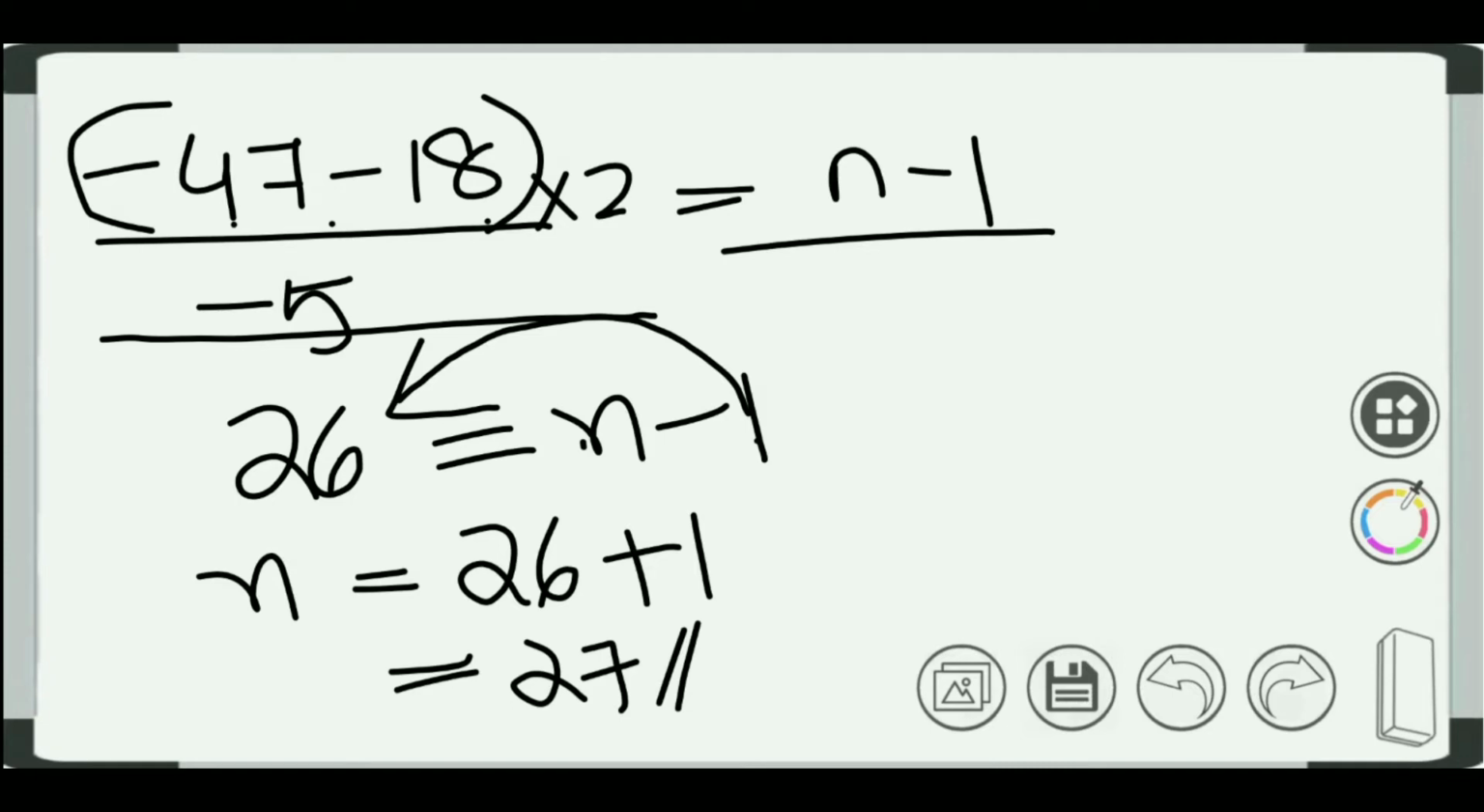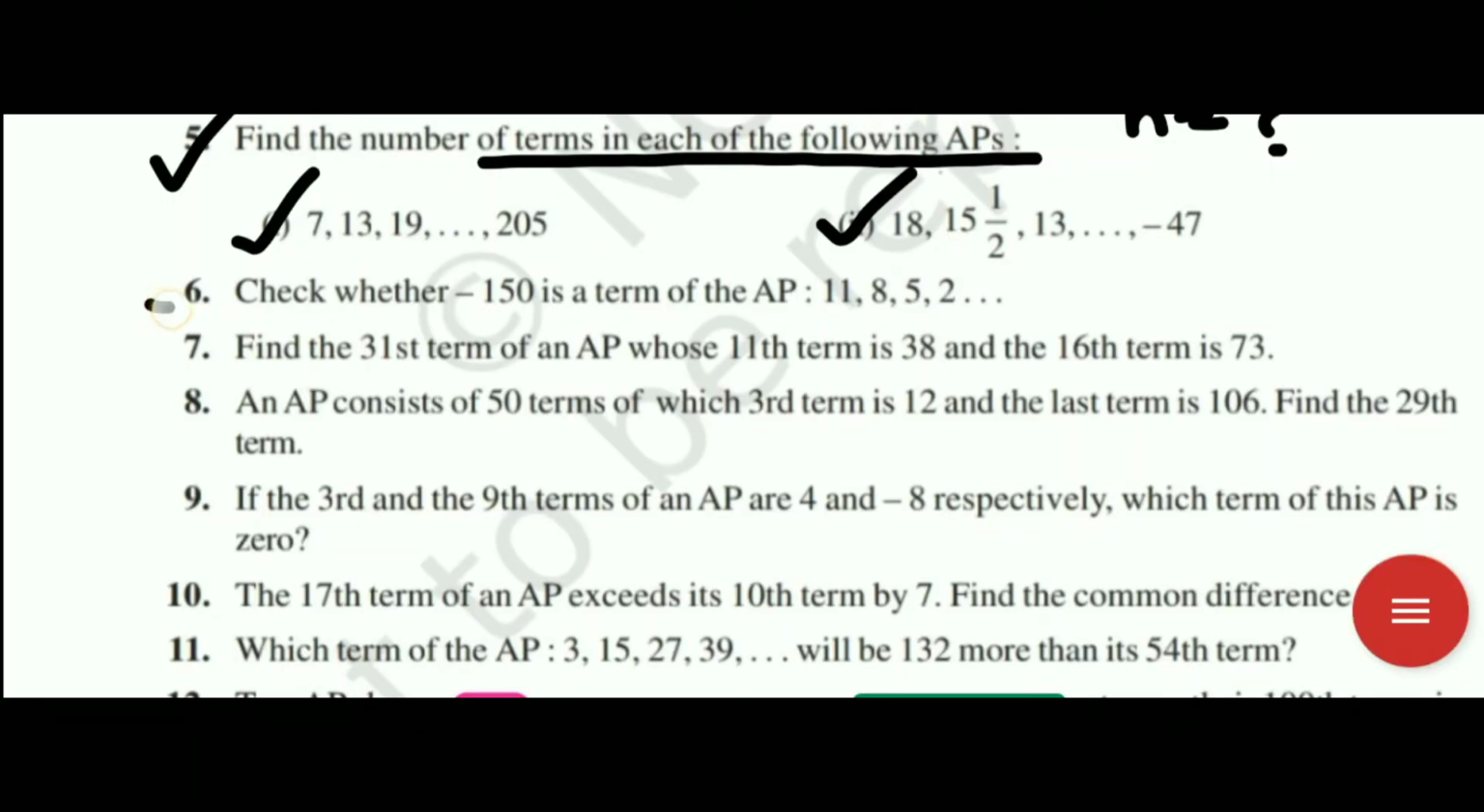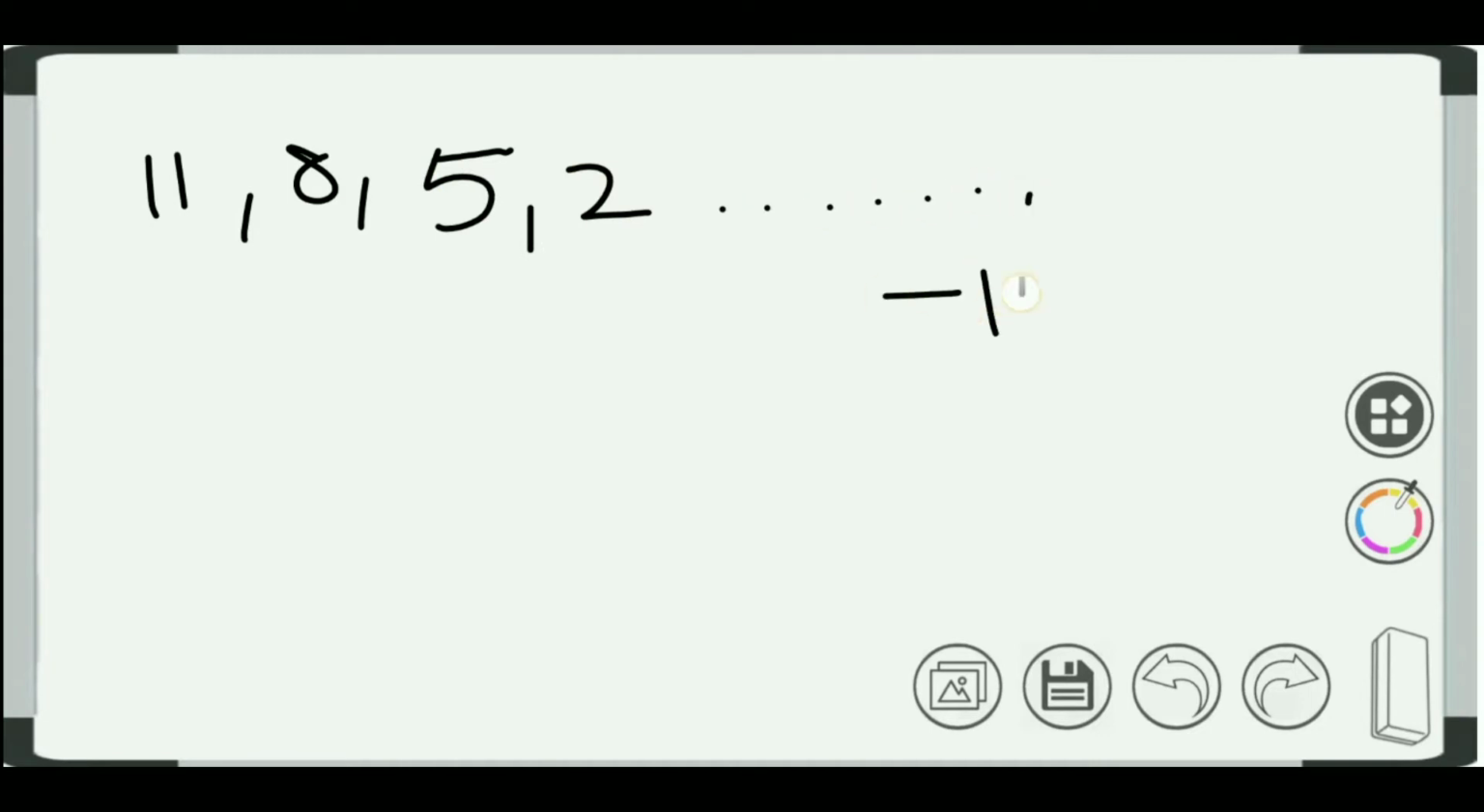Okay, now you can come to the sixth question. Read the sixth question. Check whether minus 150 is a term of the AP 11, 8, 5, 2, etc. You need to check whether minus 150 is a term of this AP or not. How will you check it? So this is your AP 11, 8, 5, 2, etc. You need to check whether minus 150 comes in this series or not.